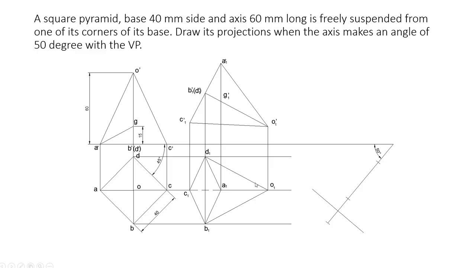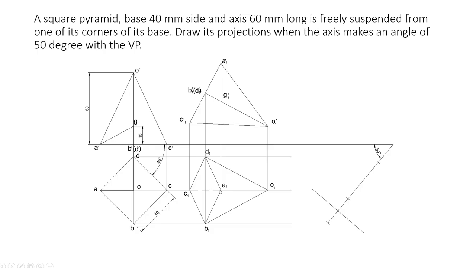Now you want to copy this diagram here in such a way that the axis is inclined 50 degrees with the vertical plane. Now before that, this is the top view of this diagram. In this top view, the line C1 to O1 will be invisible, because other parts of this pyramid will be covering that. Though the C1 O1 line will be invisible, O1 A1 will be visible.